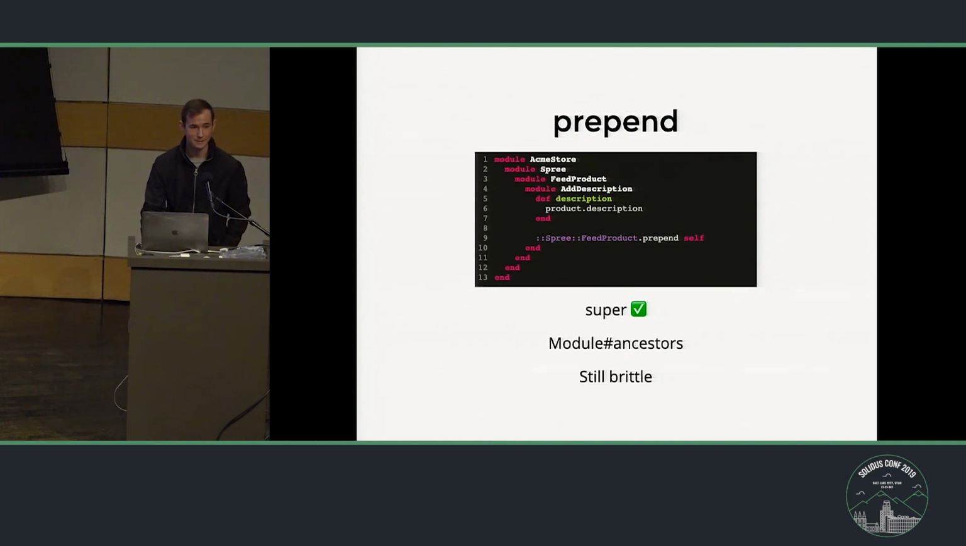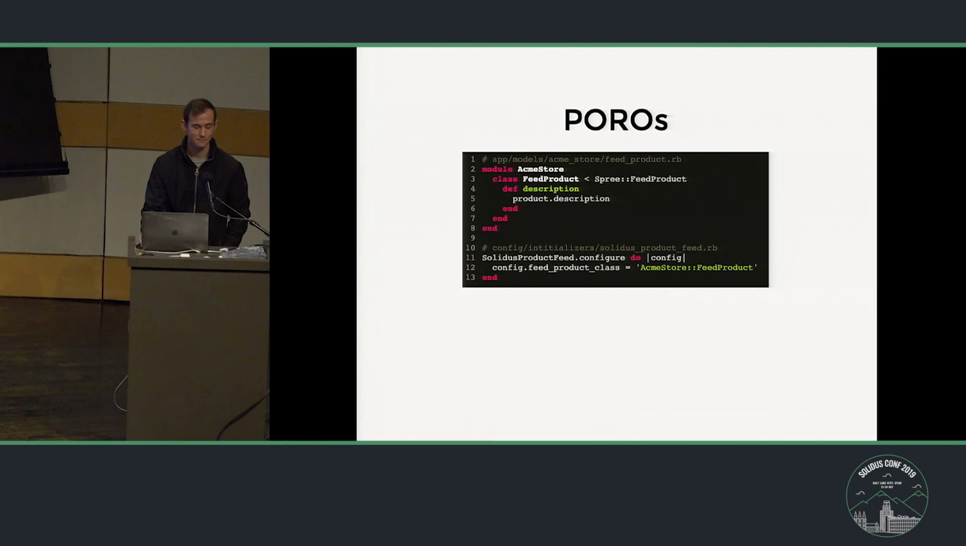So we are going back to the basics with plain old Ruby objects. And in this scenario, what you would do is define your own feed product class and then configure the extension to use your own class instead of your original implementation. And this solves all the issues we've seen.